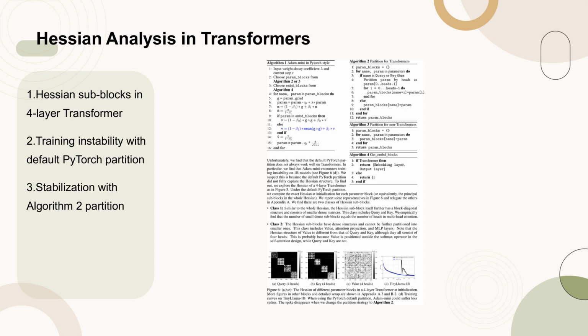Panel D shows training curves on Tiny Llama 1B, highlighting that the default PyTorch partition leads to loss spikes in Adam Mini. However, switching to the partition strategy outlined in Algorithm 2 effectively mitigates these spikes, demonstrating improved training stability.